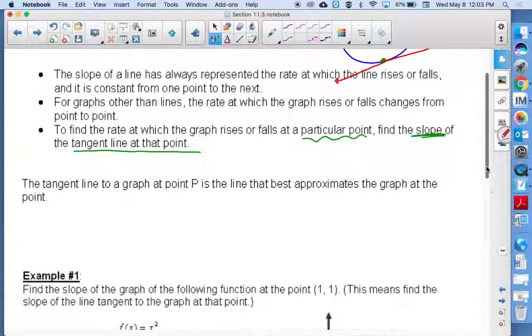Just to show you a couple of examples, it says the tangent line to a graph at a point, one point, is the line that best approximates the graph at that point. So a tangent line intersects a circle at one point. Tangent line intersects any graph at one point. A secant line intersects a graph at 2 points. So tangent is 1 point, secant is 2 points. We're going to talk about both of those terms today.